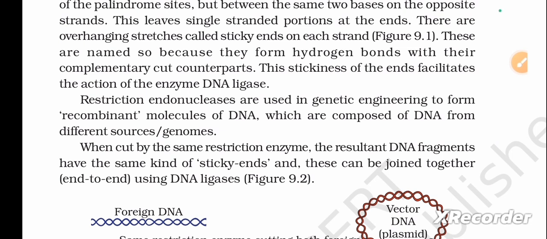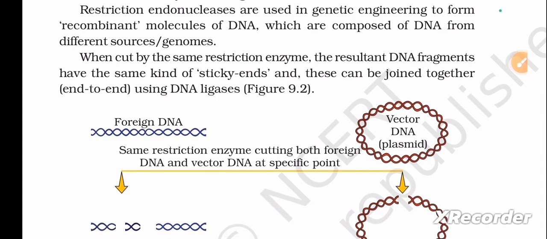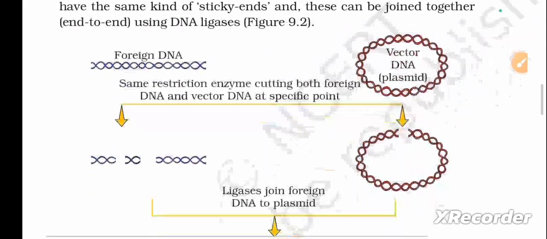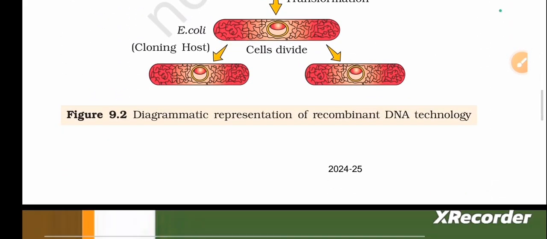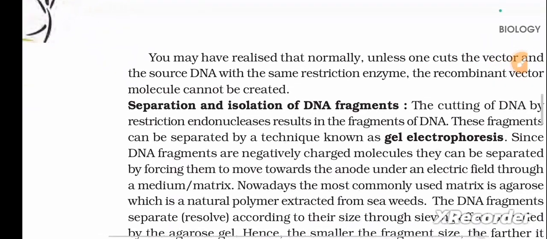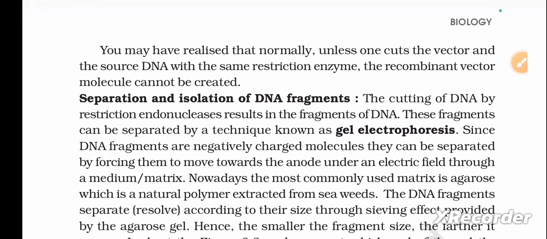Restriction endonucleases are used in genetic engineering to form recombinant molecules of DNA, which are composed of DNA from different sources or genomes. When cut by the same restriction enzyme, the resultant DNA fragments have the same kind of sticky ends, and these can be joined together end to end using DNA ligases, figure 9.2. I will be providing this at the end of the audiobook. You may have realized that normally, unless one cuts the vector and the source DNA with the same restriction enzyme, the recombinant vector molecule cannot be created.